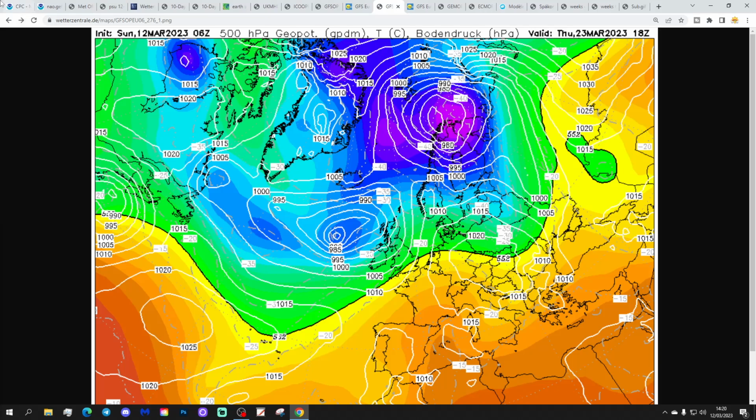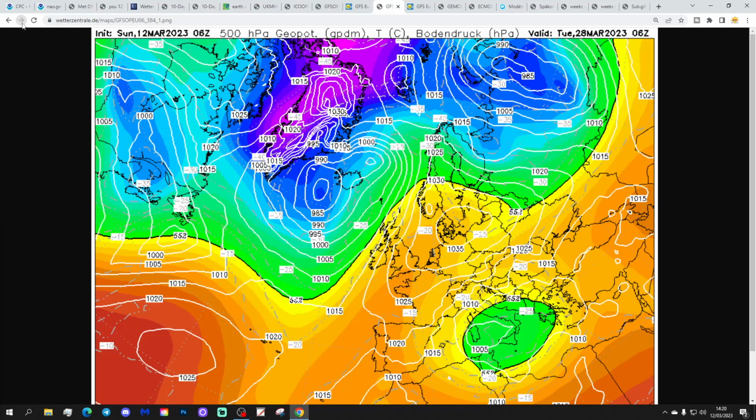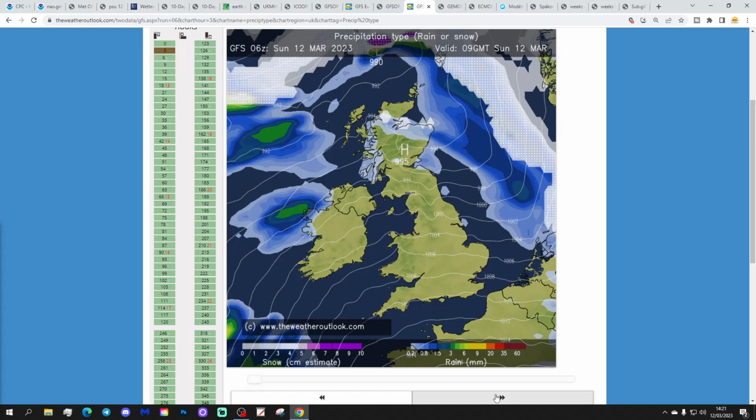Low pressure comes back in off the Atlantic as we get to the end of the GFS 6Z run. And then right at the very end, signs of spring. Looking at some high pressure builds over Denmark, and that will bring in a much milder flow from France. And that will feel quite spring-like, I think, by the time we get to the end of the month.